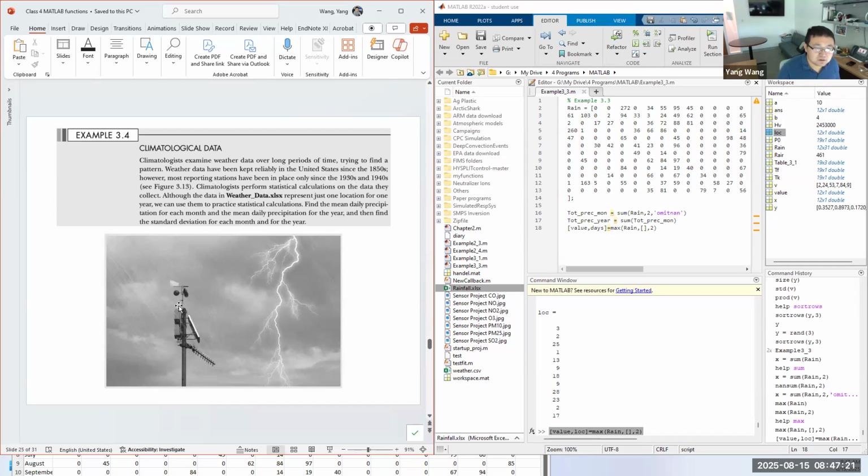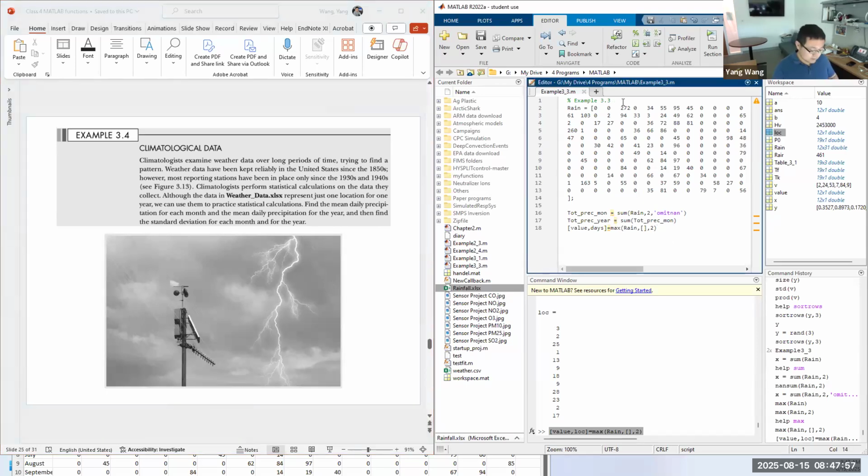It measures the wind speed and the rainfall. The rainfall gauge should be down somewhere, right? It has a solar panel and so on. The data is stored in the weather data XLS for just one location. You can use it to practice statistical calculations: find the mean daily precipitation for each month, the mean daily precipitation for each year, and then find the standard deviation for each month and for the year. I think this is still using the same data set, right? So let's do examples 3.3 and 3.4.